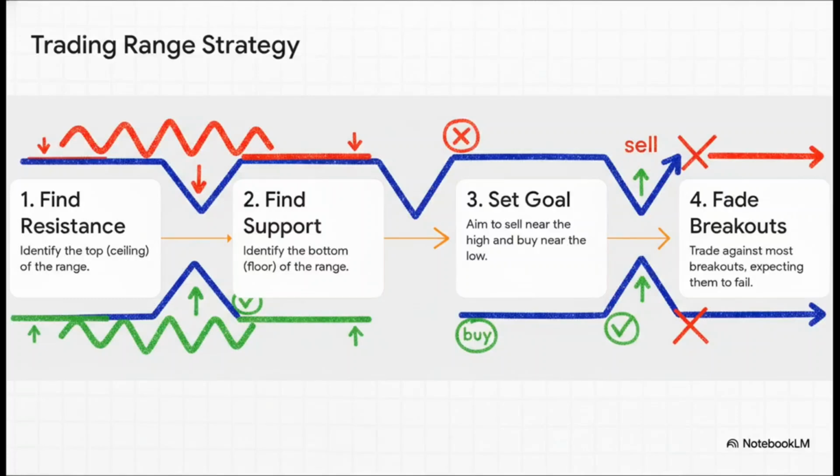So this slide lays out the strategy perfectly. Instead of chasing those breakouts like everybody else, you do the opposite. You fade them, which is just a fancy way of saying you trade against them. You identify the ceiling and the floor of that range, and your goal is to sell when the price gets expensive near the top and buy when it gets cheap down near the bottom.